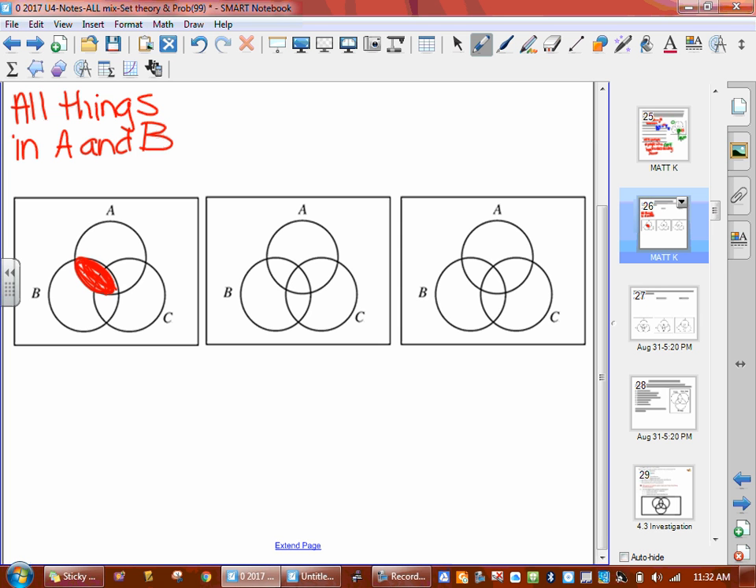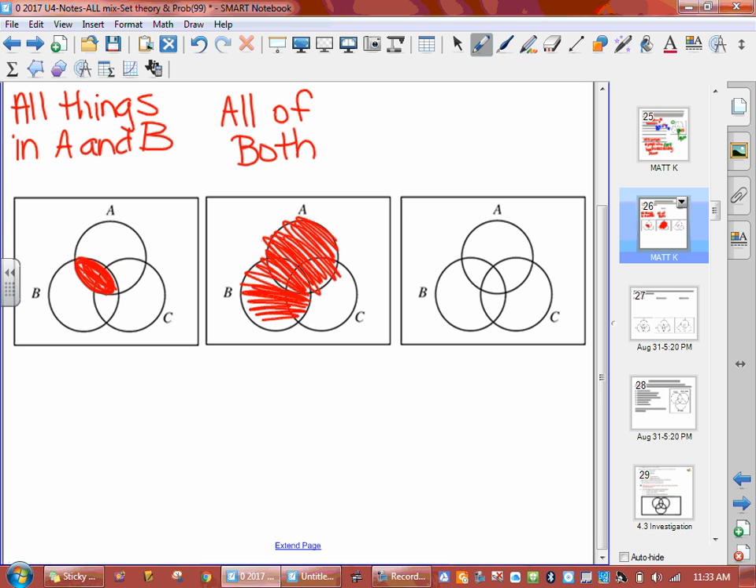What do you think you would describe, or how would you describe the second example, A or B? How would you describe that? Good. All the things in A or the things in B or both. So we would say all of both. So we would shade all of the A circle and all of the B circle, even where it's overlapping C, because it doesn't tell us that we can't. But we would only have our circles shaded.